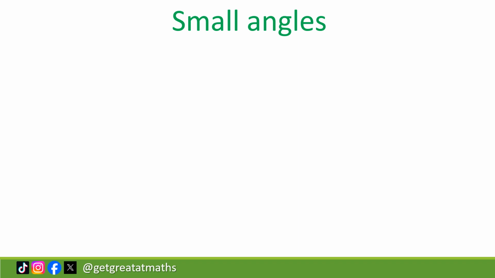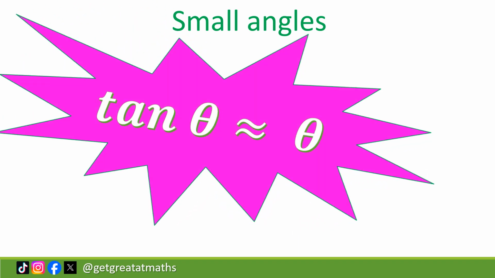The last small angle formula is tan theta is approximately equal to theta. Now again, when you see the words small angles, you need to remember to look in your formula book, and when you see the term tan theta, you will replace it with theta. Remember, sine theta and tan theta are exactly the same. They're both equal to theta, and this only works when we're in radians.